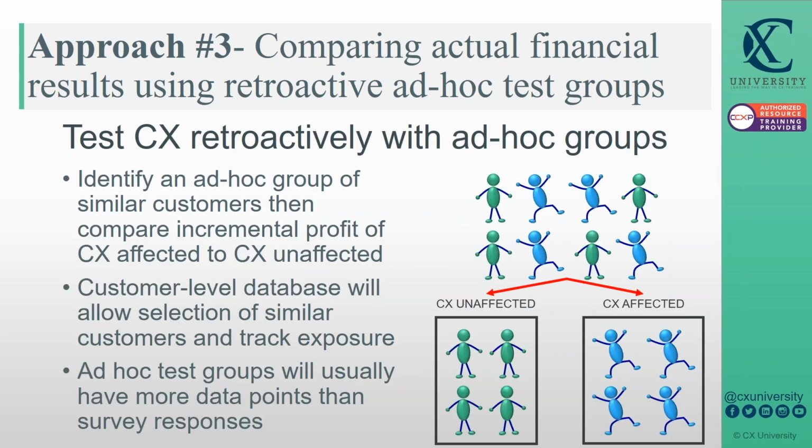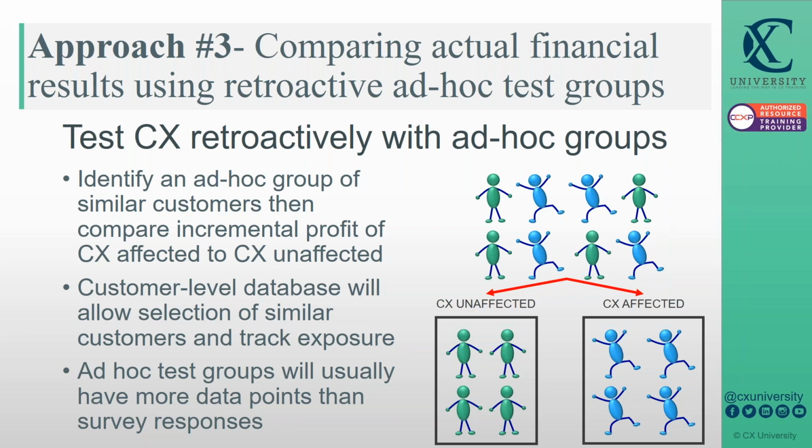And again, the benefit is you can do this retroactively. So you can identify an ad hoc group of similar customers, and then you're going to compare the incremental profit of the affected versus unaffected. And the cartoon on the right is showing that you're picking the customers, and then you're separating them into essentially a test group and a control group. And by having this customer level of database, that will allow you to select customers that you say are similar, and to track their exposure to customer experience activities, so that you can do this analysis.